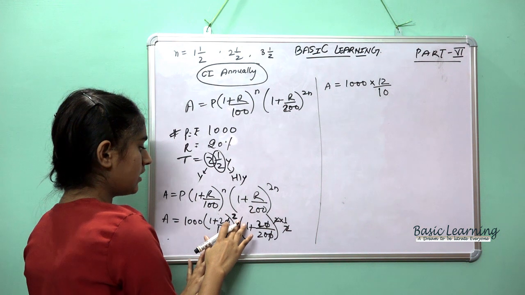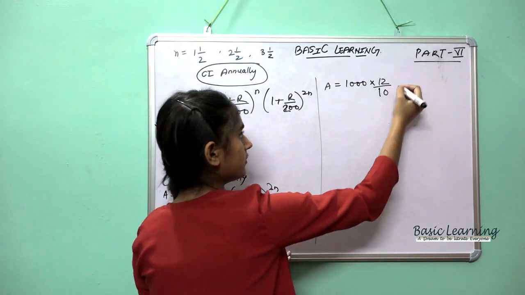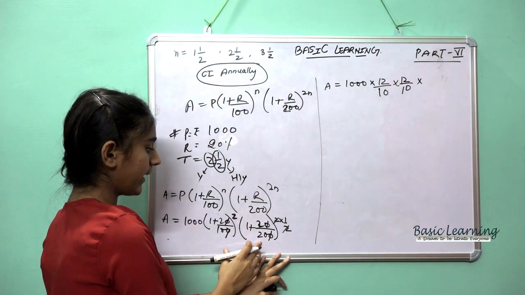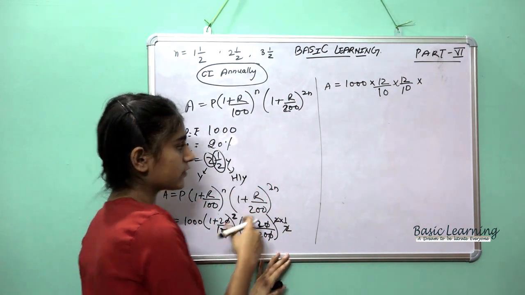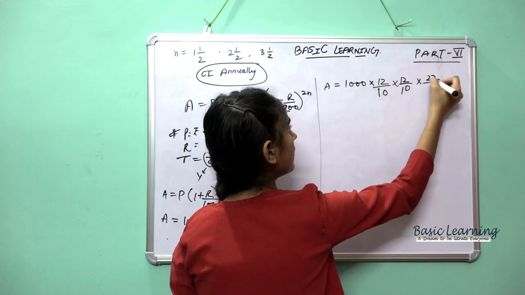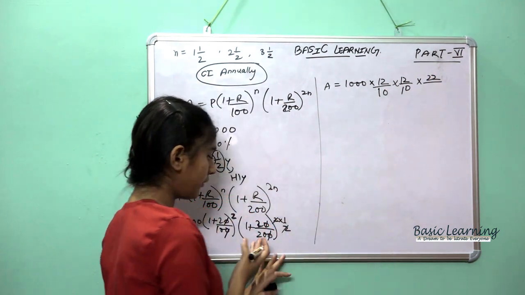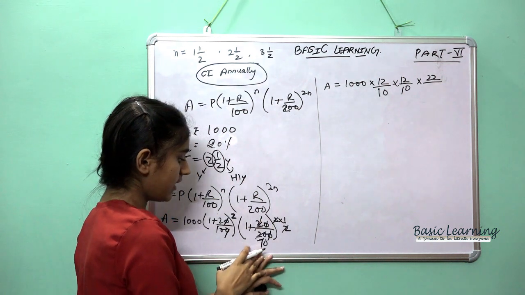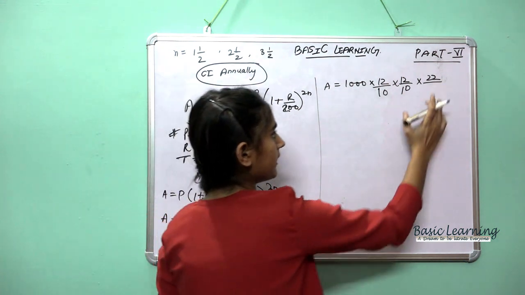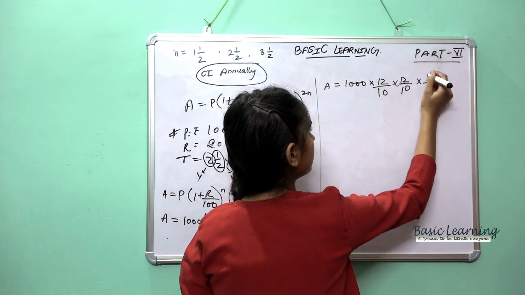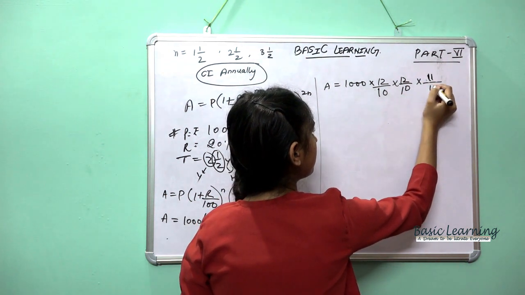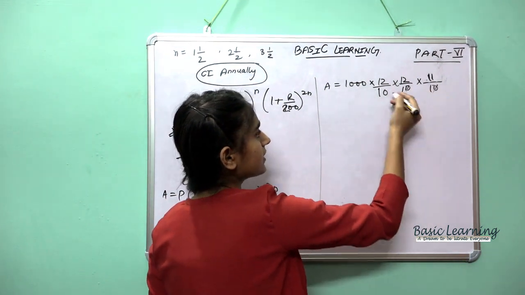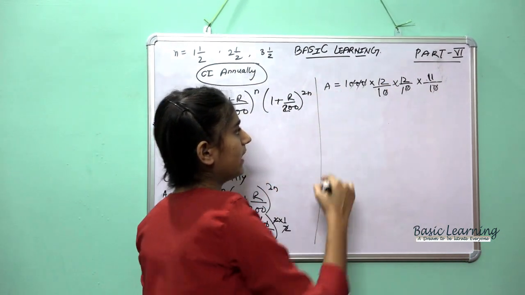Here the time duration is 2 years, so we will calculate it 2 times. 21s are 20 plus 2, it gives 22 upon 20. Or you can divide this also: 2 ones are 2, 2 ones are 2, 0 is 0. Here 10 ones are 10 plus 1, it is also 11 upon 10. Now you can cancel the zeros from zeros and multiply this.